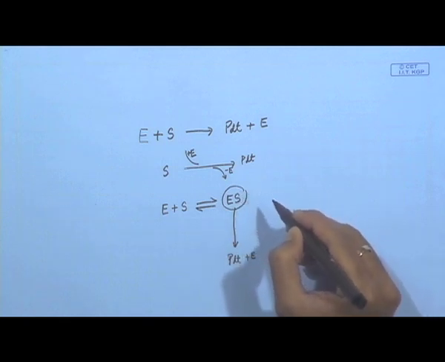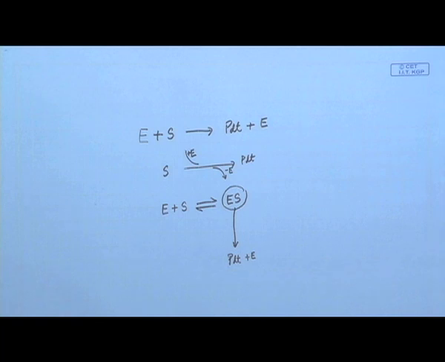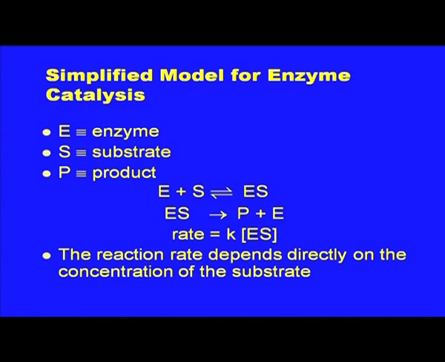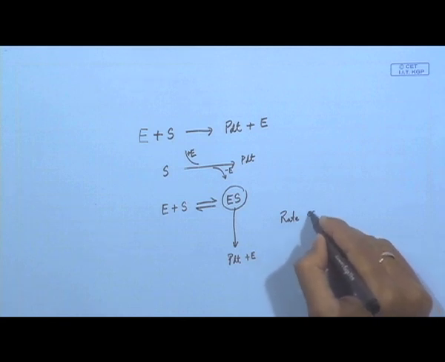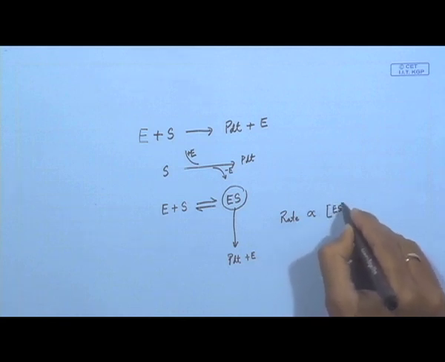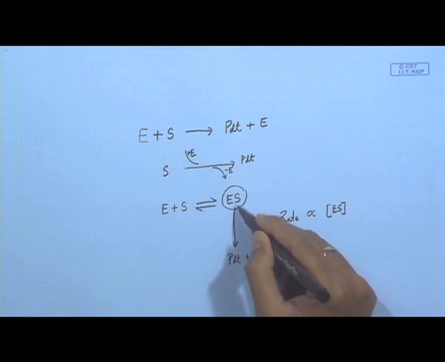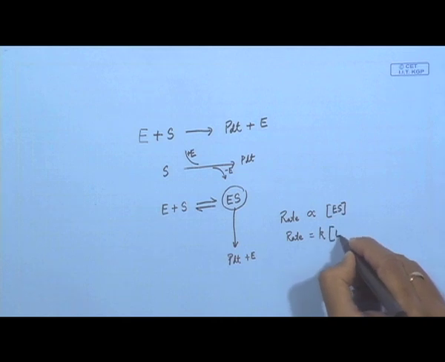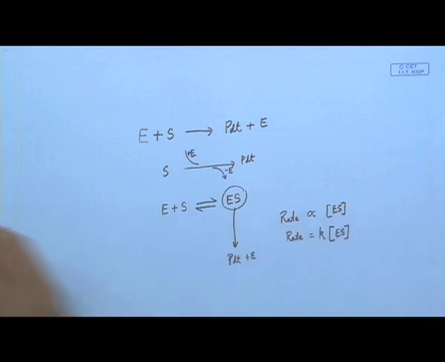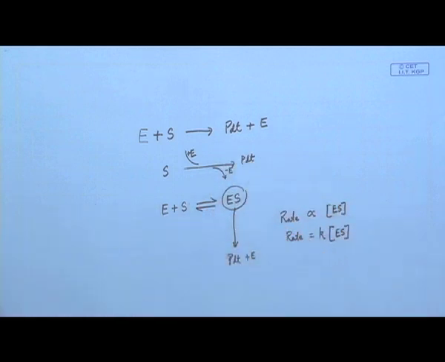The reaction rate is found to depend directly on the concentration of substrate, and therefore your overall rate is proportional to ES. Because this is your product formation step, the rate is equal to some rate constant times ES. So, these are the 3 elementary steps: 1, 2 and 3.